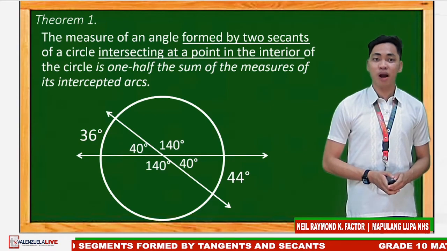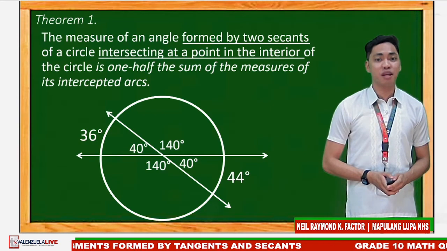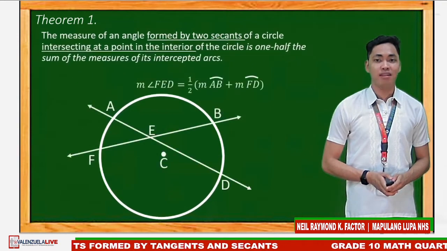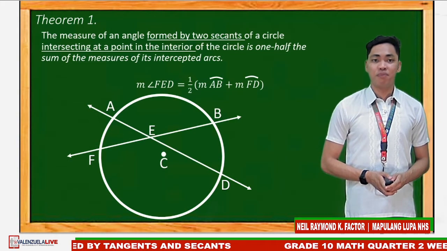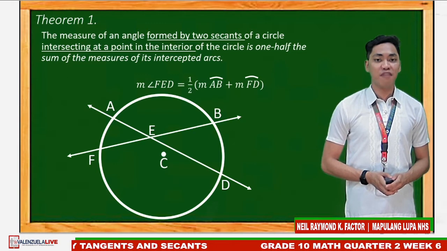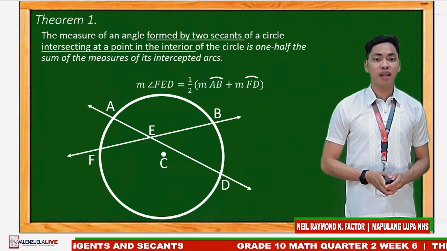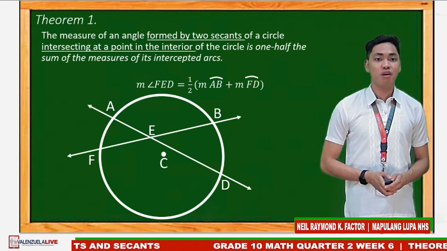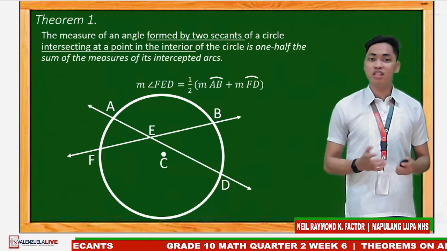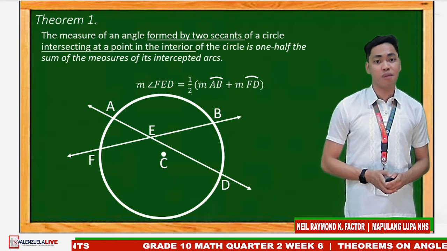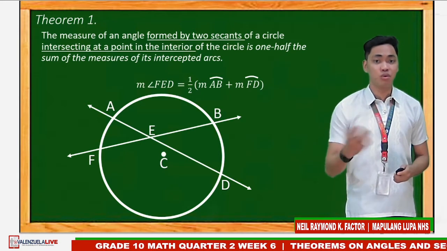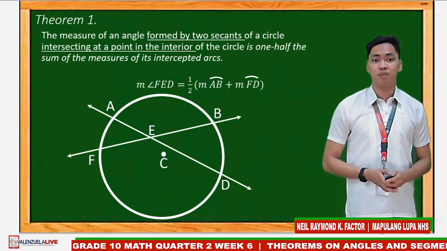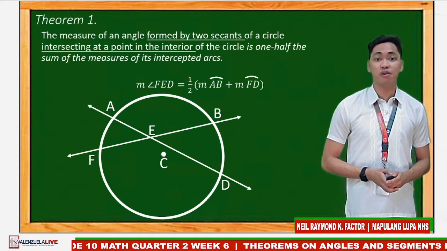Let us now try to use letters to represent points. Like this one. Based from the theorem given, to get the measure of angle FED, we need to get 1/2 the sum of arc AB and arc FD. Well, at this point, you may be questioning the theorem. Like, why 1/2? Why do we need to get the sum, etc.? So let's try to prove the theorem.